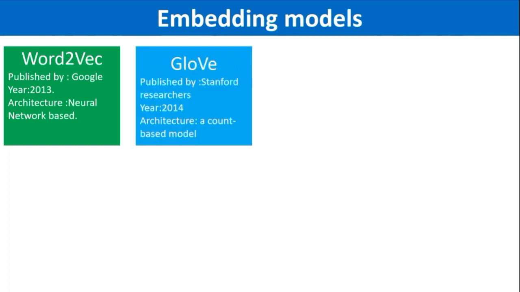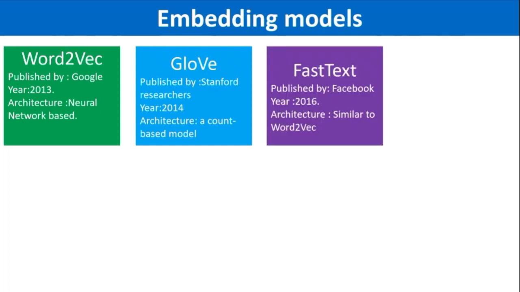Then GloVe. This model was published by Stanford Research in 2014. GloVe, which stands for Global Vectors for Word Representation, is a count-based model that constructs a co-occurrence matrix of words and uses matrix factorization techniques to learn word embeddings. FastText. This model was published by Facebook in 2016. FastText is an extension of Word2Vec that uses character n-grams to learn word embeddings. This allows the model to learn out of vocabulary words and rare words more effectively.